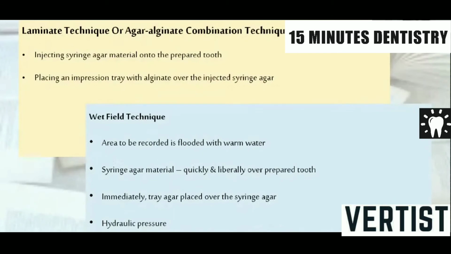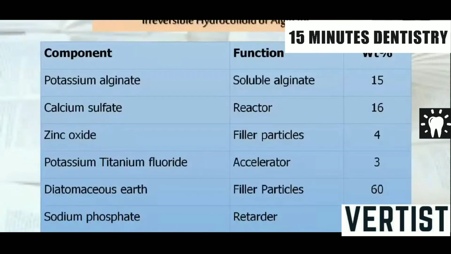What is the laminate technique? You inject a syringe of agar-agar material onto the prepared tooth, then place alginate on the impression tray, and place that alginate impression directly in the patient's mouth. So this is the combination of agar and alginate, which is why it is called the lamination technique. Also in a wet field, the prepared tooth is flooded with warm water, and then you syringe agar material liberally over the prepared tooth, load the tray with agar material, and with hydraulic pressure you place the tray on the material placed on the prepared tooth.